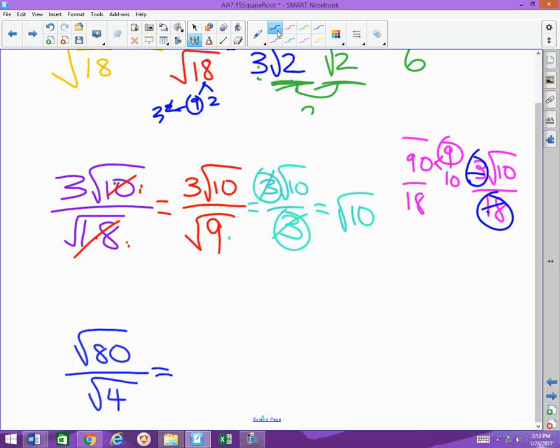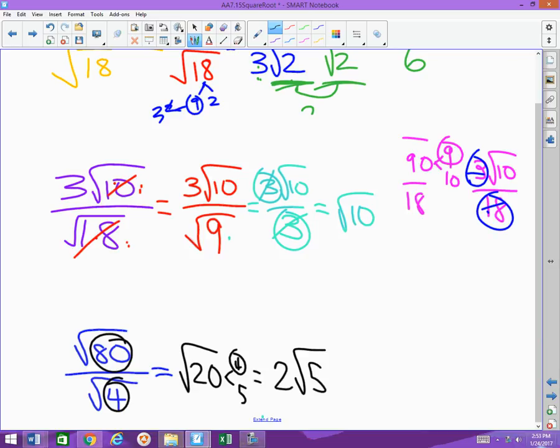Same with this one. Square root of 80 over the square root of 4. Because they're both underneath the square root, 80 divided by 4 is 20. So you have the square root of 20. And then that can break down to 4 and 5, and the square root of 4 is 2. And the square root of 5 you just have to leave.